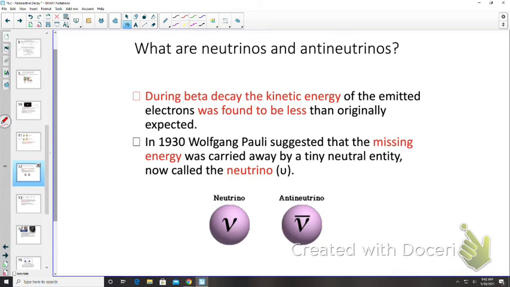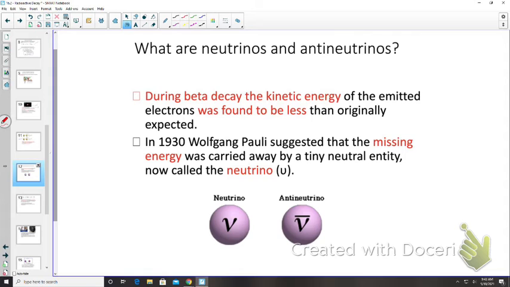So what are neutrinos and antineutrinos? That's a really good question. So these are really, really small particles. They are neutral particles. And during beta decay, the kinetic energy of the emitted electrons was found to be of a lower kinetic energy than originally expected. And they were curious where that missing energy had gone, right? Energy cannot be created nor destroyed, just transformed from one form to another, right?